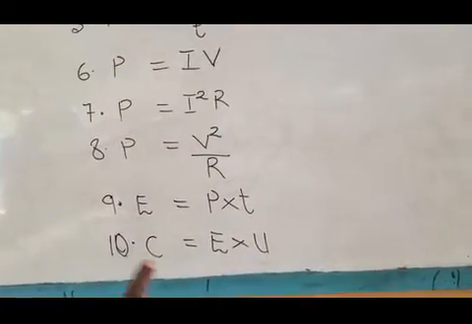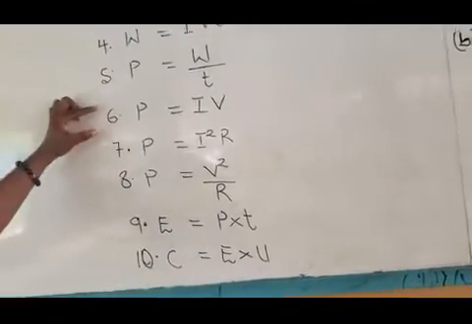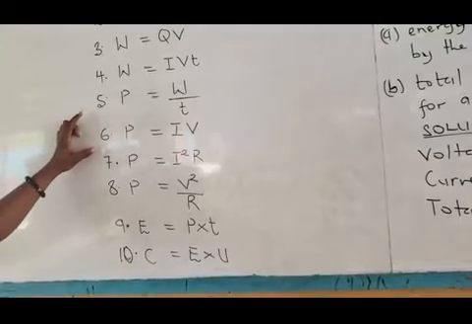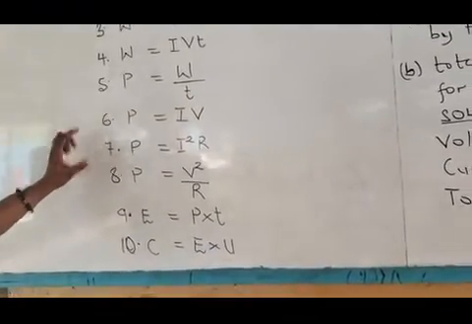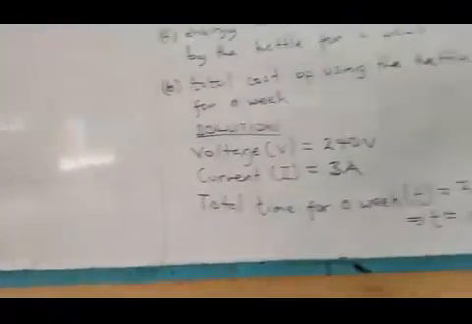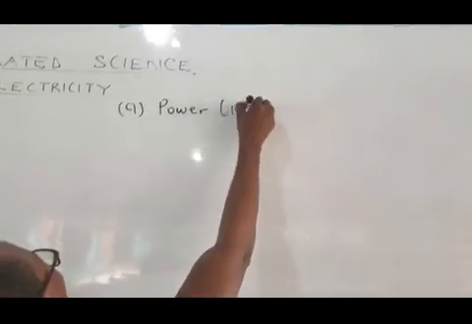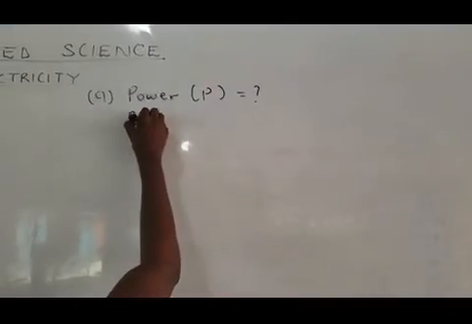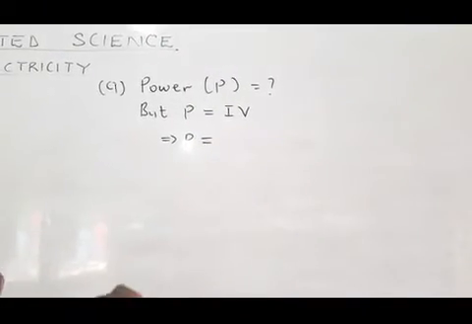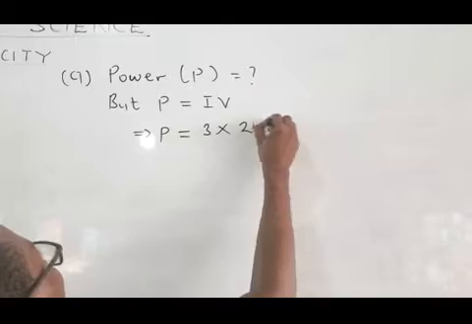From the question, we have the voltage and the current. So you have to look for an equation that connects the power, the current, and the voltage, and that is equation 6. So we're going to use equation 6 to calculate the power. After calculating the power, we can use it to look for the energy using equation 9. So first of all, we're going to look for power. Even though the question didn't ask to calculate for power, that's the first thing you do. Our power, we don't know. By using equation 6, power is equal to current times voltage. You do your substitution. The current given is 3, and then the voltage is 240.